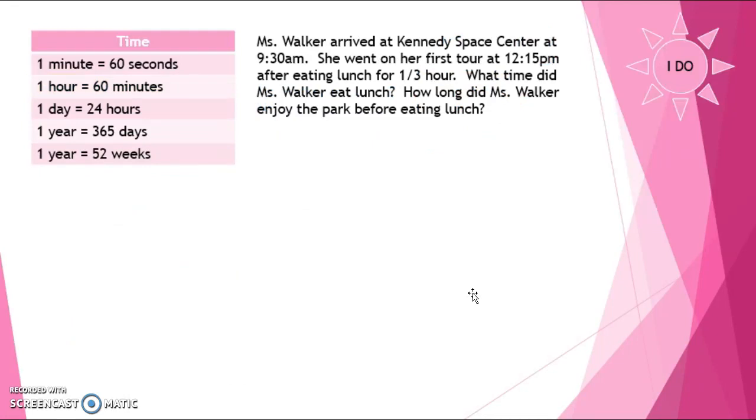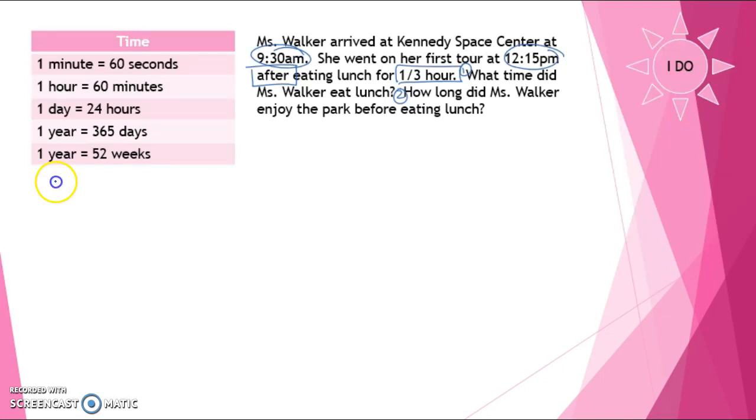Okay, Ms. Walker arrived at the Kennedy Space Center at 9:30 a.m. That's important. She went on her first tour at 12:15 p.m. after, that's extremely important, after eating lunch for 1/3 of an hour. What time did Ms. Walker eat lunch? That's part 1. And how long did Ms. Walker enjoy the park after eating lunch? That is part 2. I'm going to pause the video so that we don't run out of time. Pause it, see if you can, oh, this is the I do, so I will do this one with you.